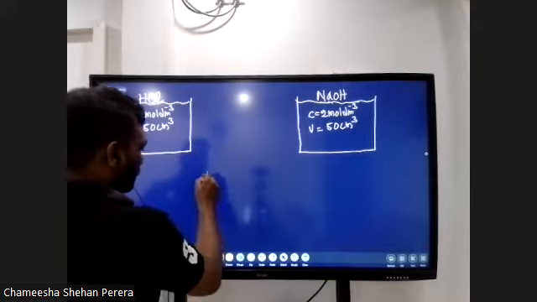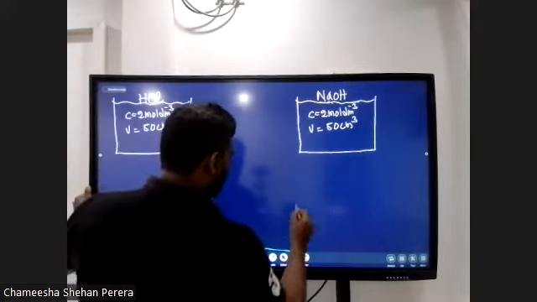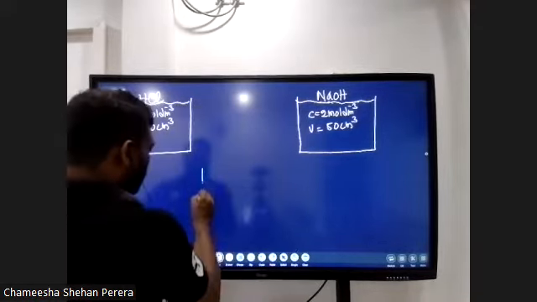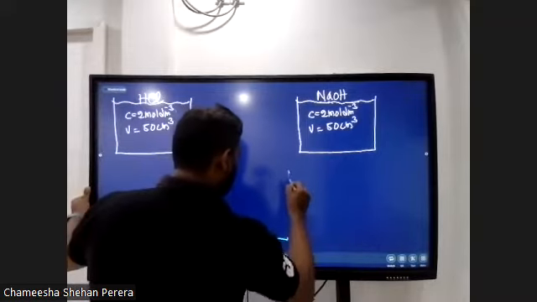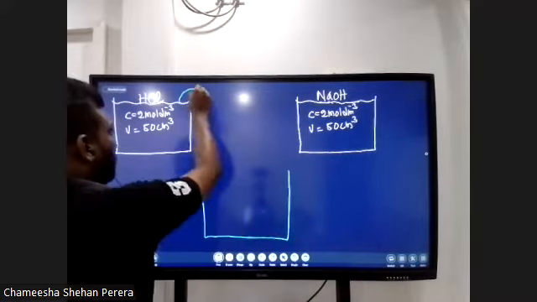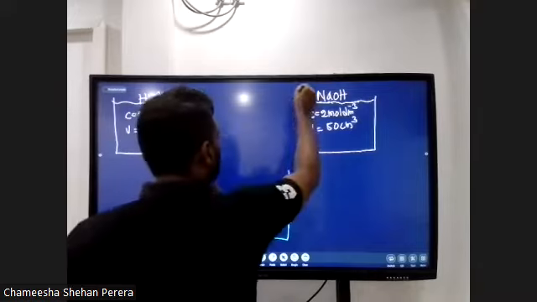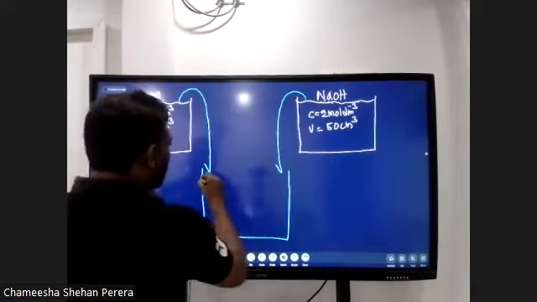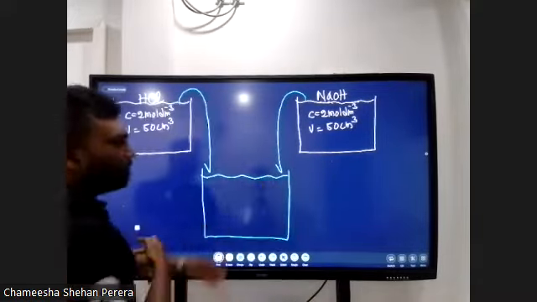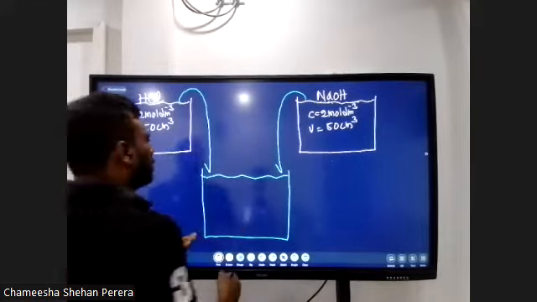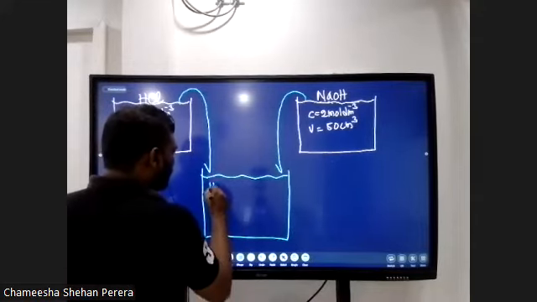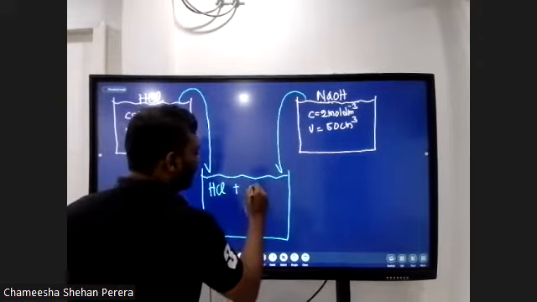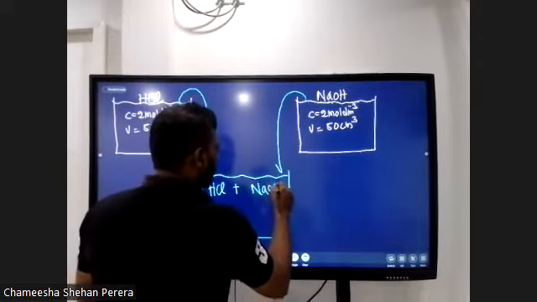Let's say it's a big container like this, quite a large one. Then what do I do? I add both of them here. So finally, I have a mixture here. I have HCl here, and I have NaOH here.